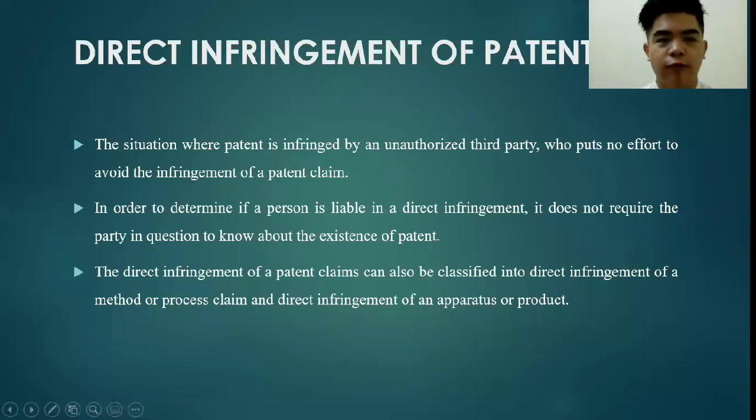After understanding the meaning of the claims of patents, now we will discuss the direct infringement of patents. Direct infringement is the situation where the patent has been infringed by an unauthorized third party who puts no effort into avoiding infringement of the patent claims. It is an act of infringement of all elements of that patent claim by a single entity. This means that direct infringement occurs when a single entity's products or service meets all the limitations of at least one independent claim in your patents.